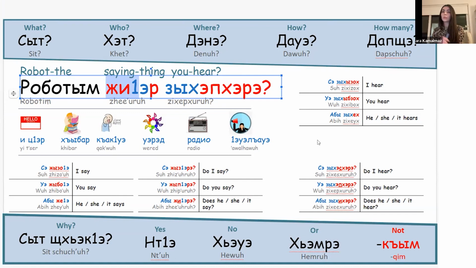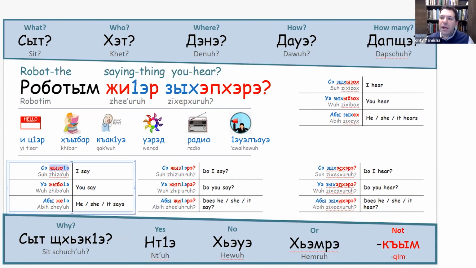Oh, sorry. Why did the form change? So the form changes because this is the thing that the robot is saying. Okay, so this sa, you know what? I think this is a little bit too complicated. I'm sorry, guys. I just realized the verb form is getting a little complicated here. Let's skip this. It's a little bit of an experiment.